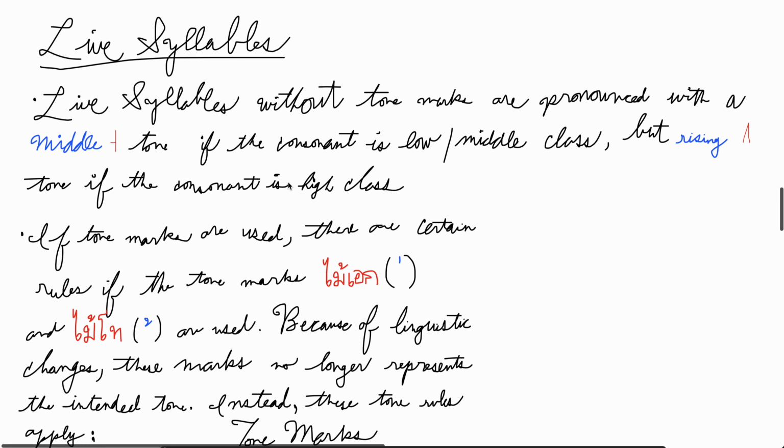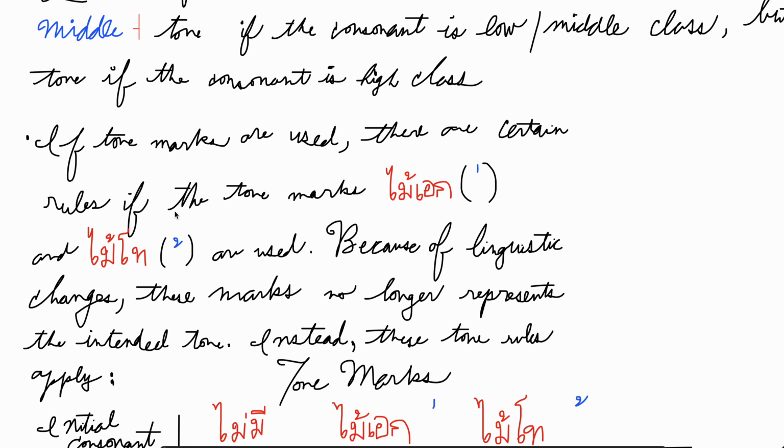Next we have the live syllables. Live syllables without tone marks are pronounced with a middle tone. That's easy to remember if the consonant is in the low or middle class. But it's rising if the consonant is in the high class. That is the basic rule. That's the base tone for both of these. However, if there are tone marks, only 2 are used that you should be really concerned about. The mai ek and the mai tho are used. And of course, I'm not saying this with tone, I'm saying this with very anglicized pronunciation.